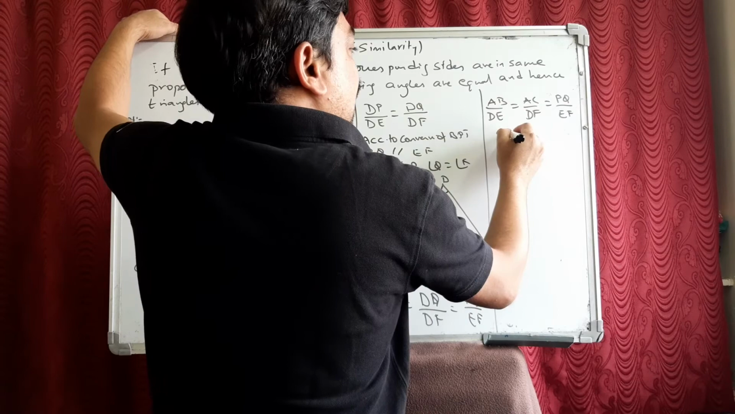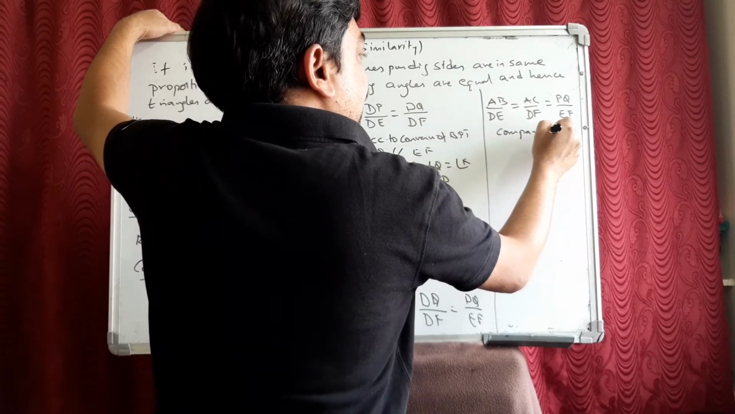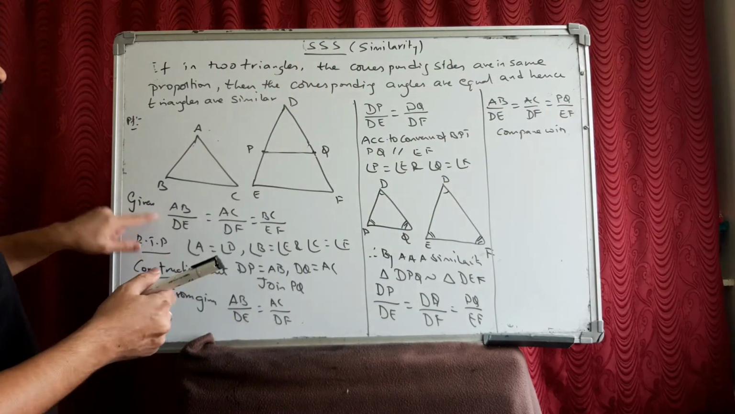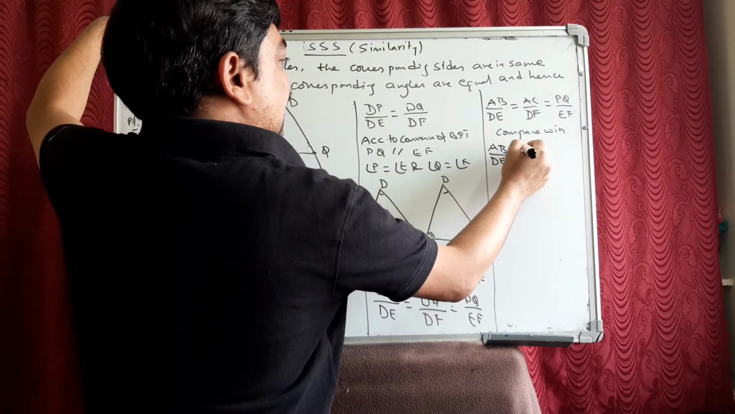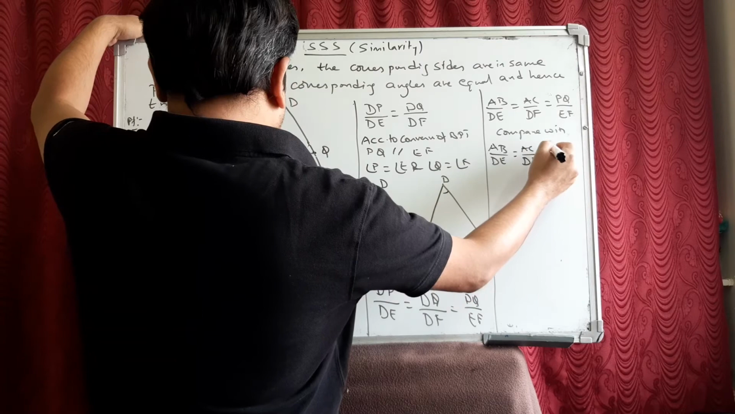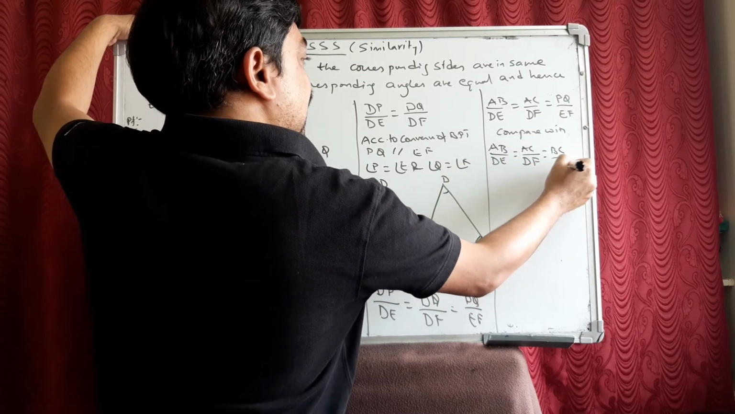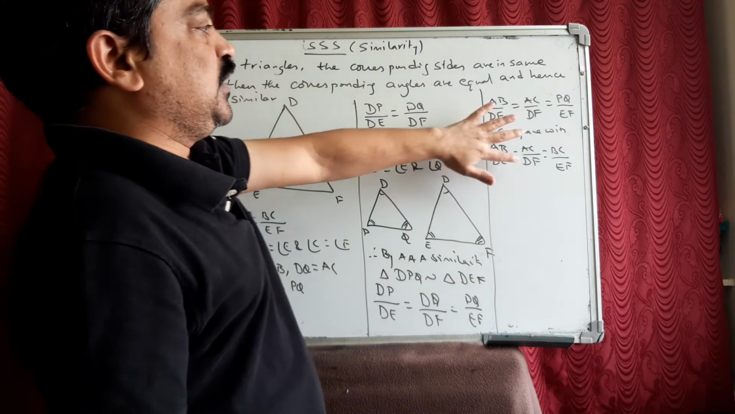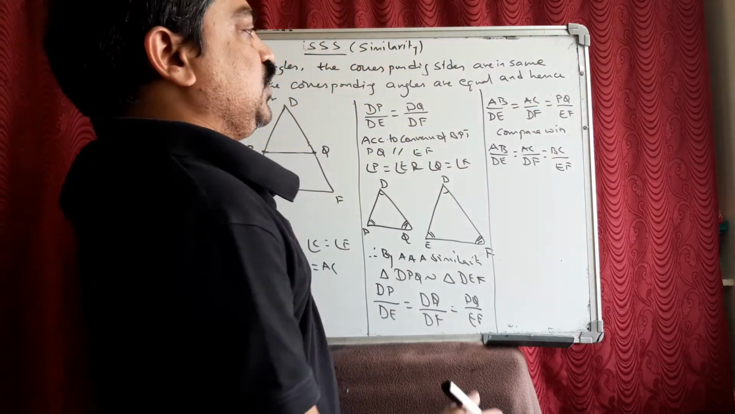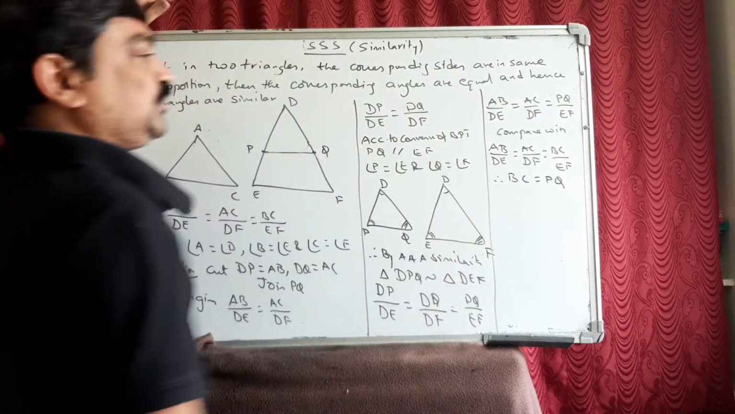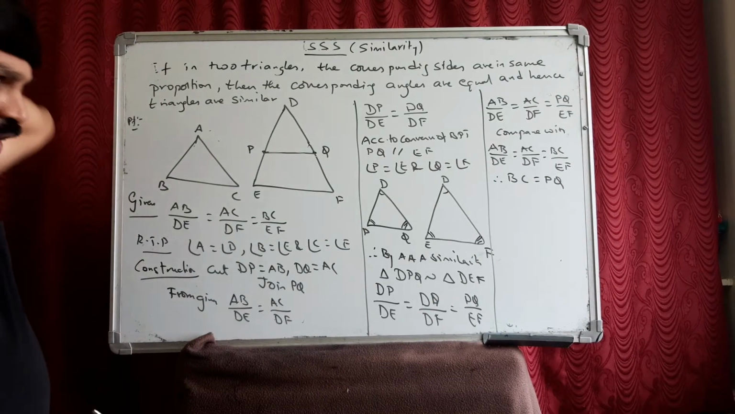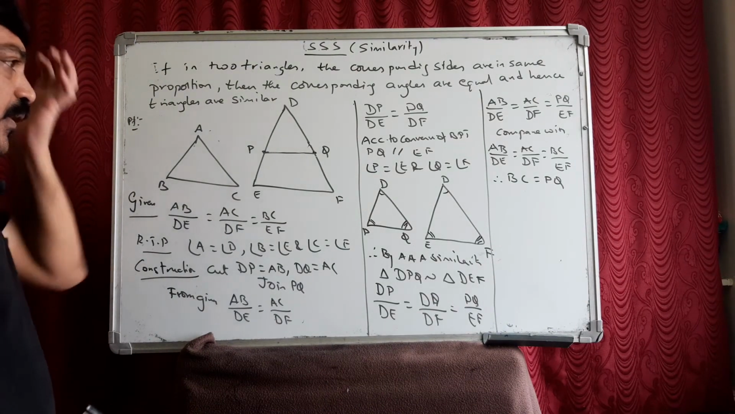Okay, now compare this with the given thing. What is given? AB by DE is equal to AC by DF is equal to BC by EF. Now when you compare these two, the first ratio is the same, the second ratio is the same, the third ratio differs. Therefore you can take that BC is equal to PQ. Now we got BC is equal to PQ.